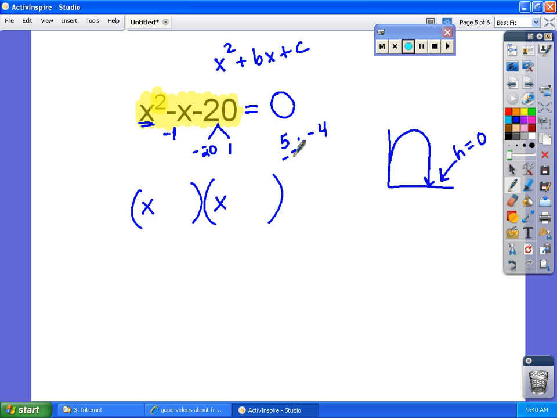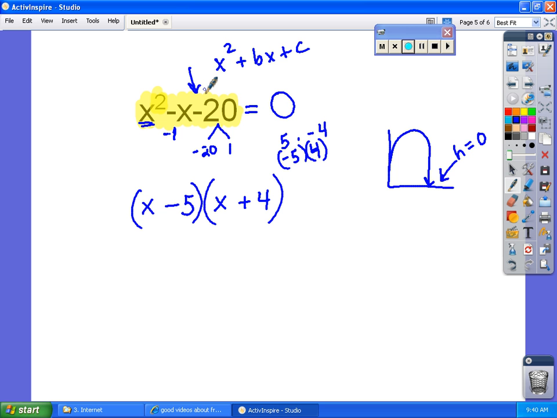So negative 5 times positive 4 are factors of negative 20. They multiply to get you negative 20. But if you add these two numbers, you end up with negative 1. So those are the numbers I'm going to use. Negative 5, positive 4. And if you did FOIL, you would 100% end up at that expression.